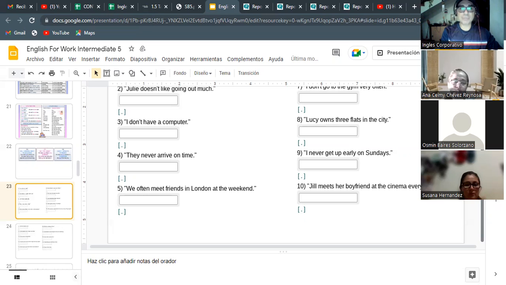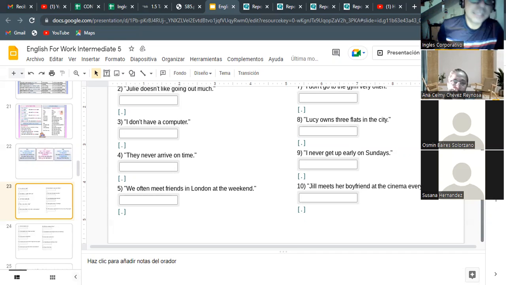This one is different. They never arrive on time. How is it going to be that one? They say they never arrive on time. They say, or he says they never arrived, with ED or no ED? Well, actually, this is only a general truth. So it's going to be, he said they never arrive on time, in present, because it's something that always happens, a fact, okay? Number five, it says, we often meet friends in London at the weekend. Ah, let's see this one.